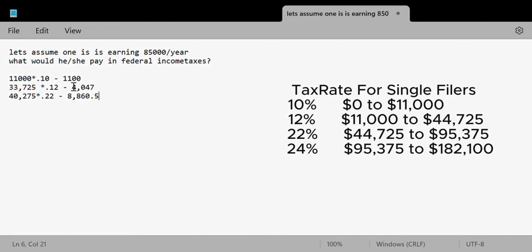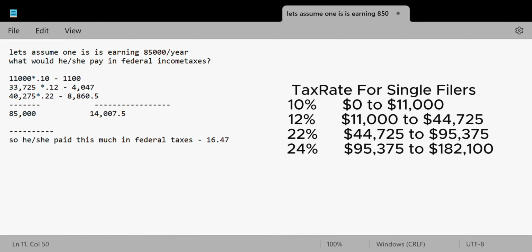Let's sum this up, and the total would be $14,007.50. So it would be around $14,000 we'll be paying for an $85,000 salary per year. If you add all the numbers, you will be getting $85,000. If you want to see this as a percentage, this is the calculation for federal taxes, and the percentage for the federal taxes would be 16.47%.